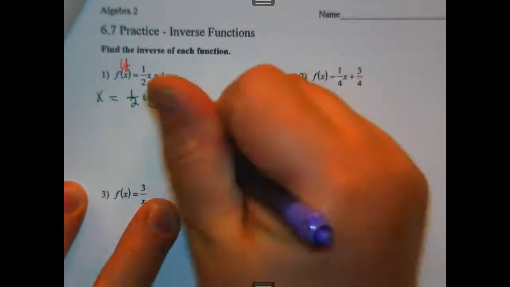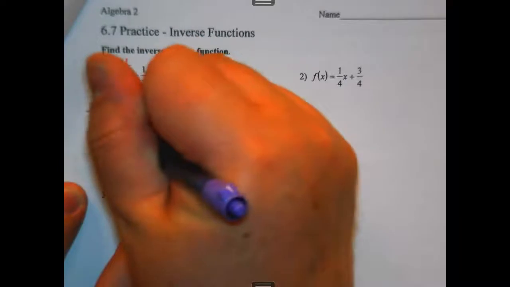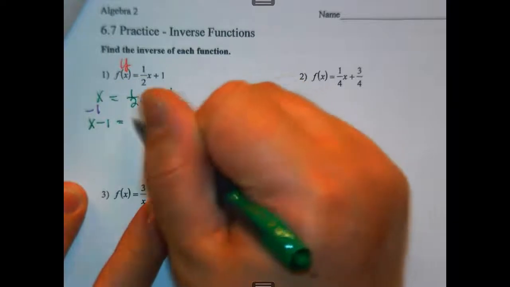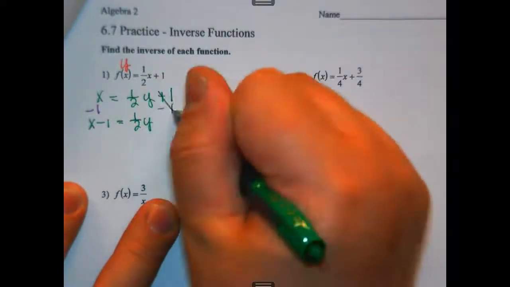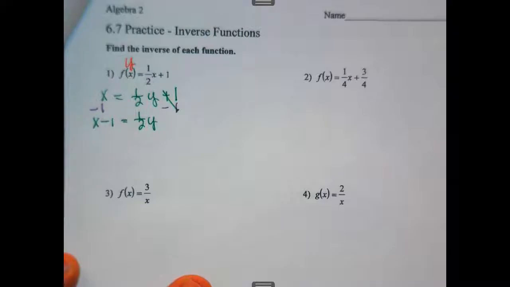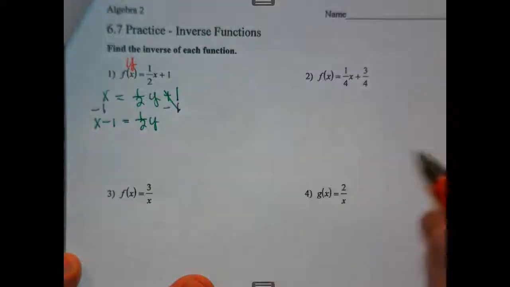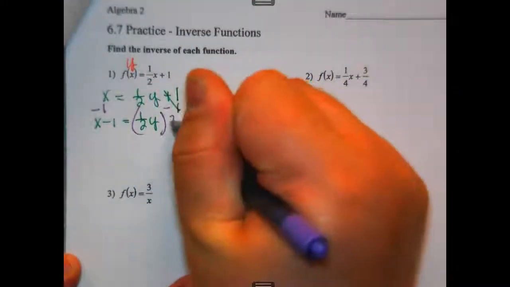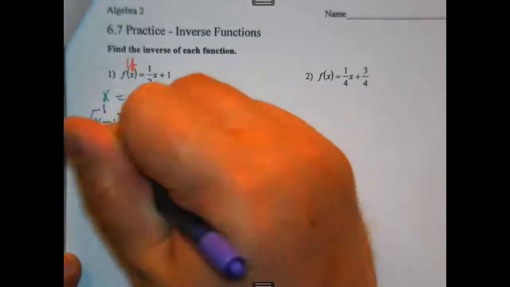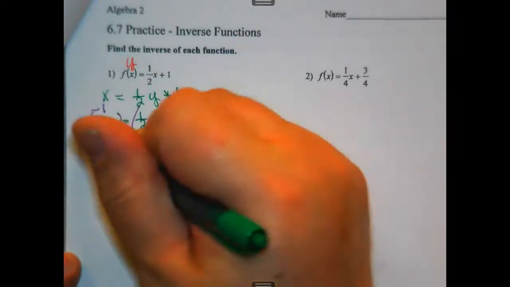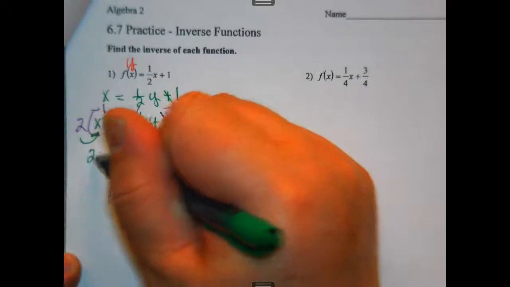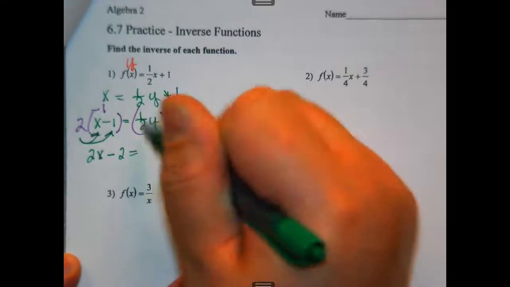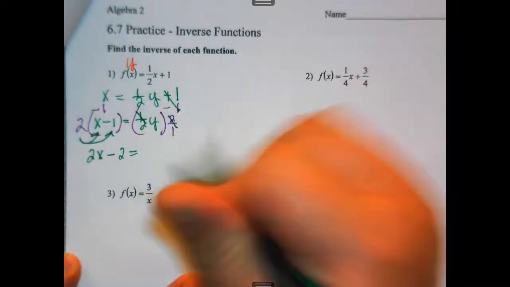So I'm going to subtract 1, and I get x minus 1 equals 1/2 y. What's the easiest way to get rid of a fractional coefficient? Multiply by its reciprocal. This one happens to be 2, or 2 over 1. Okay, distribute. 2 times x is 2x. 2 times -1 is -2. My halves cancel with my 2 over 1, and I get y.